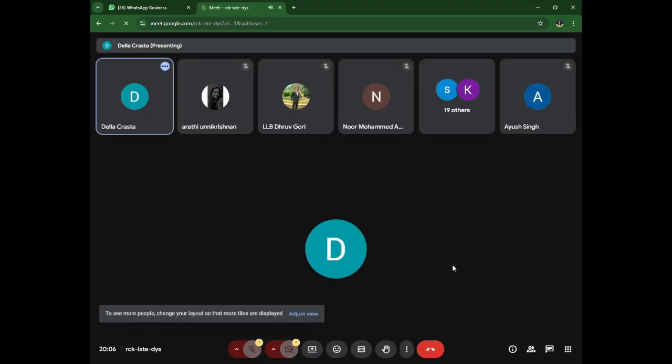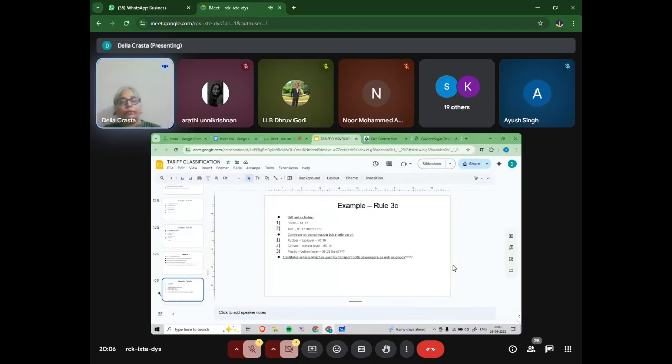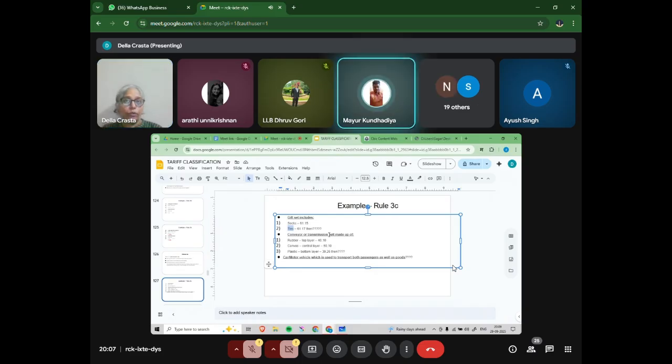They are having equal importance in that entire set. So when such a situation comes, 3C tells you to take the HS which comes last in the numerical order. So what we did, we found the heading number for socks, which is 6115, and for ties, which is 6117. If we put them in ascending order, which heading will come last in the numerical order? 6117.